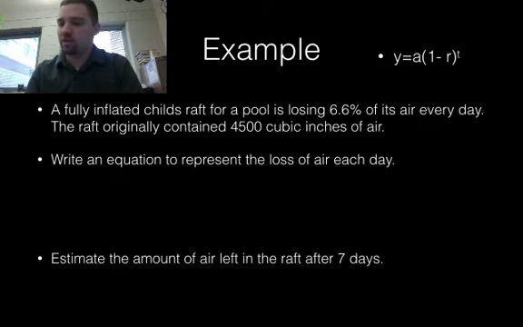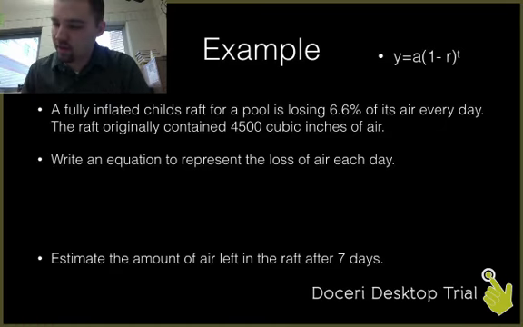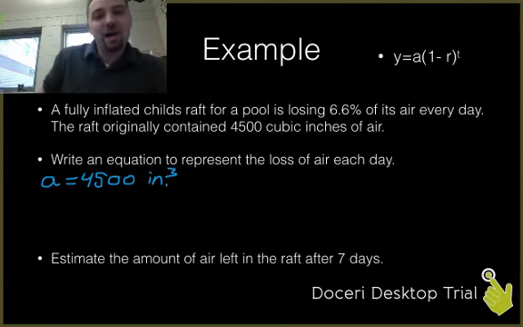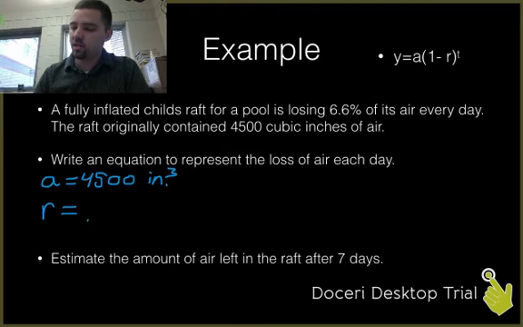So I want to write an equation that tells me after so many days how much air I have left. Let's write down what we know first. My initial amount, the amount that I'm starting with, A, is equal to 4,500 cubic inches. We'll just write it as inches cubed. And then my rate is 6.6%, but we would never write 6.6. Remember, we want it as a decimal, and if we divide that by 100, we get 0.066 for R. And that's all I need.